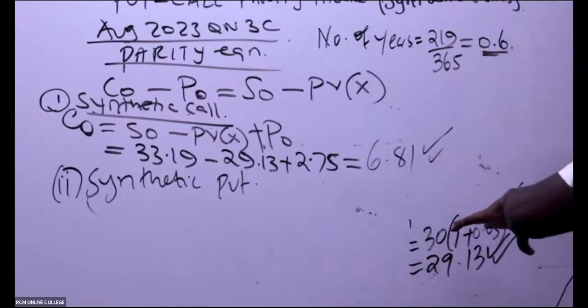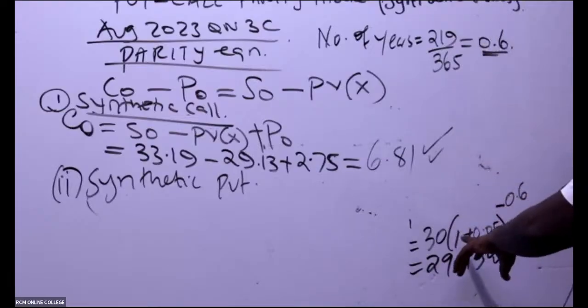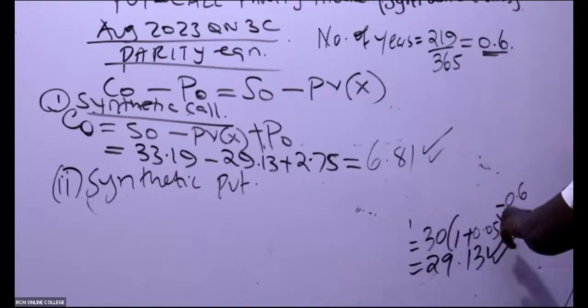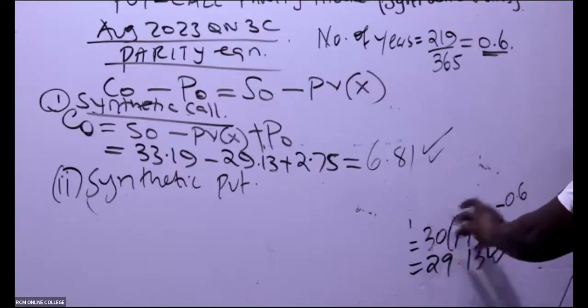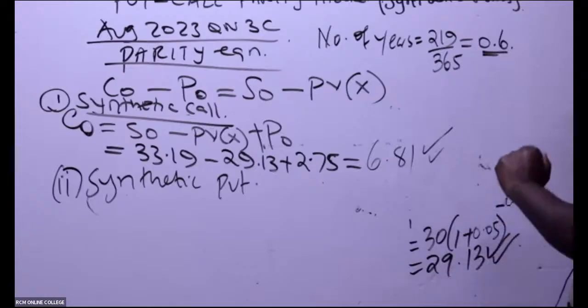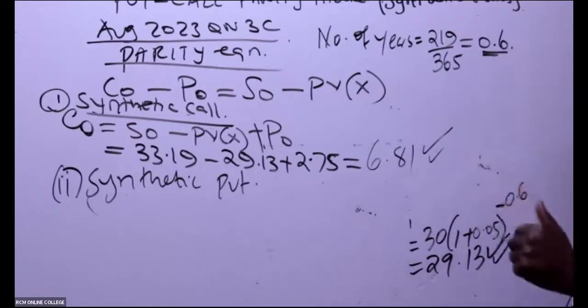Were you able to raise? You know, it's all about just raising. You say 1.05, then you raise this one to negative what here? Negative 0.6. Just know how to raise. And then whatever answer you get, you multiply it with 30. This answer seems to be correct.